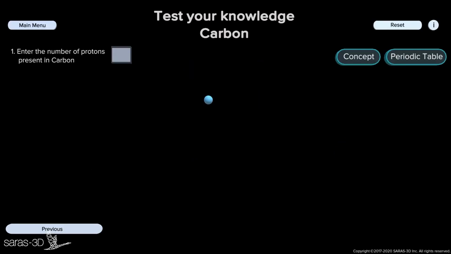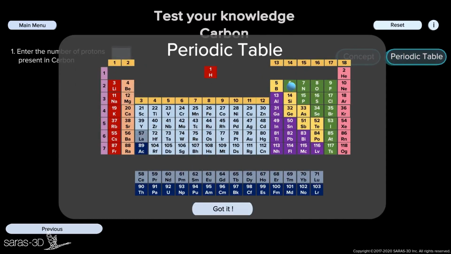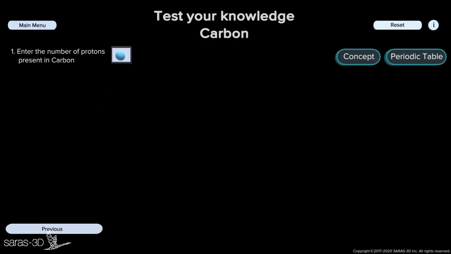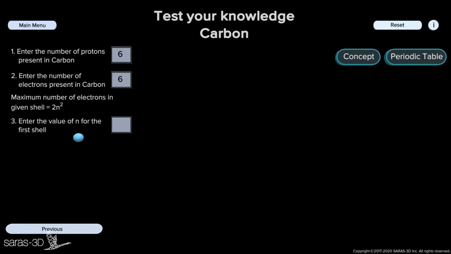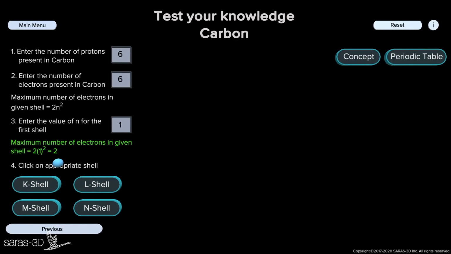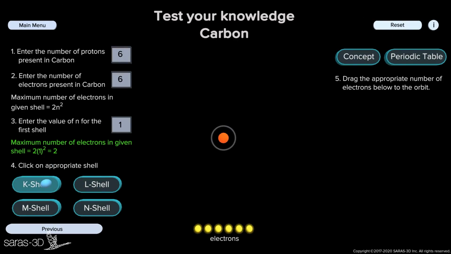Let us find out for the carbon atom now. Let's take a look at the placement of this carbon atom in this very periodic table. So it is 6. Okay. So how many protons does this carbon atom have? It has 6 protons. And how many electrons will it have? It will have 6 electrons. Why? Because the number of protons is equal to the number of electrons. Now we have to enter the value of n for the first shell. It will of course be 1. Now how many electrons can be accommodated at maximum in this very energy level? 2. So the very first energy level is of course the K shell.